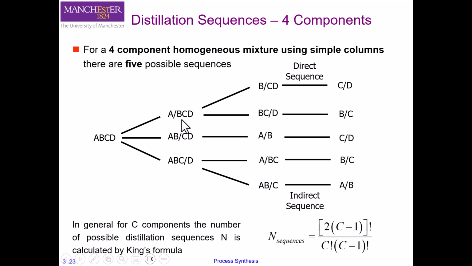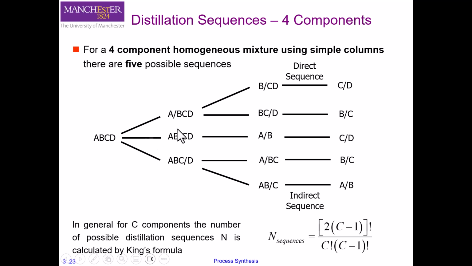Then you have the remaining other components, and then in the second column you decide to take out B as the top distillate product, and then the remaining C and D will be the feed to the last column, that is the third column, and then you decide to separate C into the distillate and D into the bottom product.